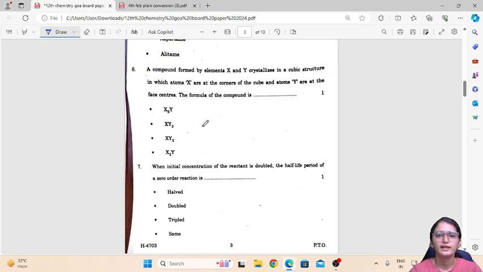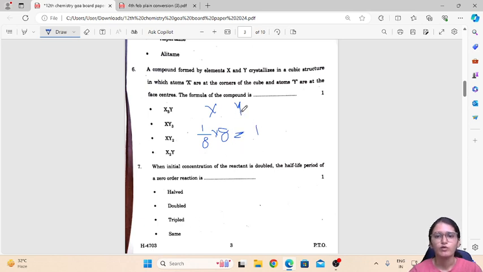So we have X and Y elements. They crystallize in a cubic structure, and atom X is at the corners of the cube. Corners means at each corner we have 1/8 atom. But how many corners do we have? We have a total of 8 corners. So 1/8 into 8 will be 1.